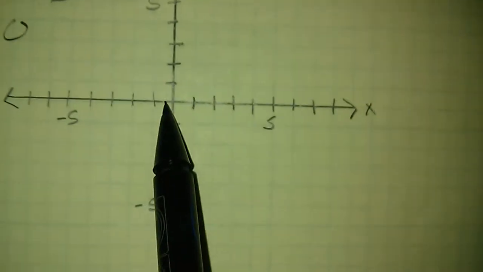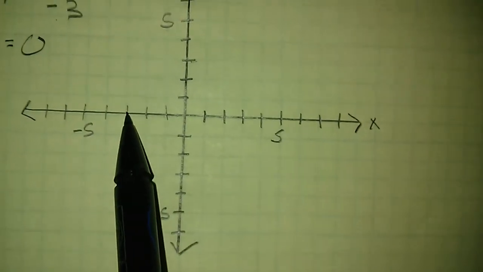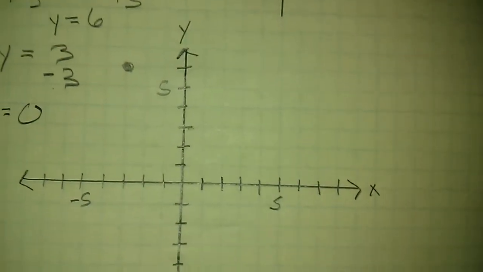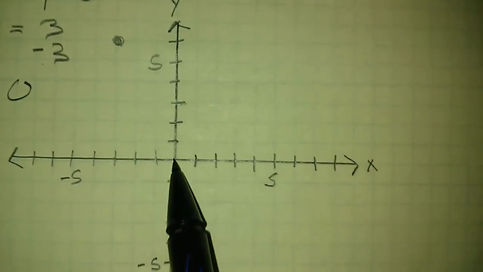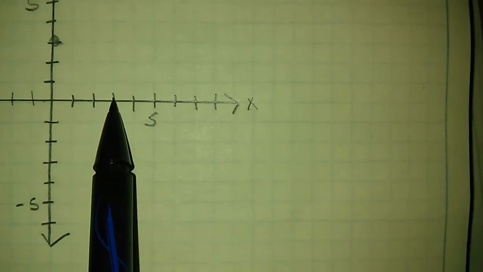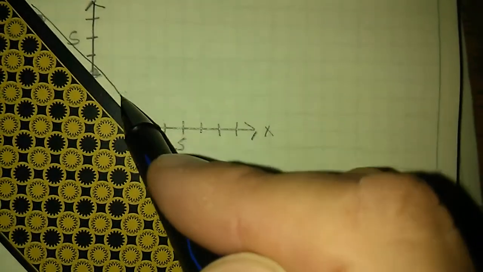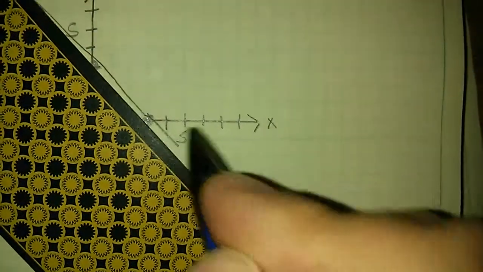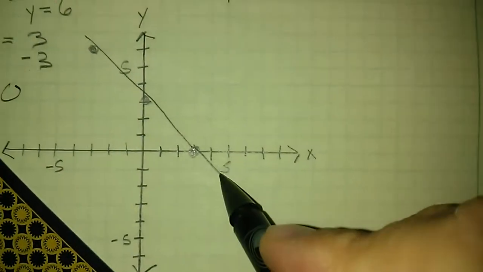So let's go to -3 and 6. 1, 2, 3, and up to 6 right there. Plot our point, 0 and 3, 0, 1, 2, 3, right there. And 3 and 0, 1, 2, 3, and 0. Get our straight edge out. And one-handed, we draw a semi-straight line. Okay, and that's how we do it.